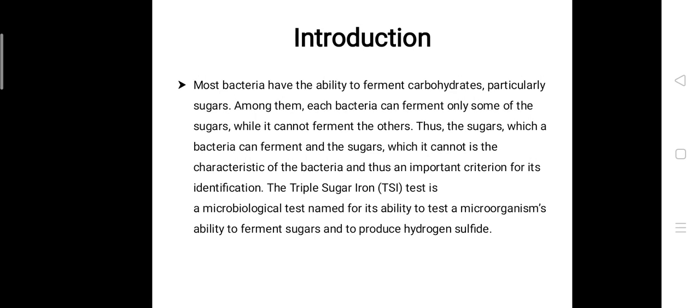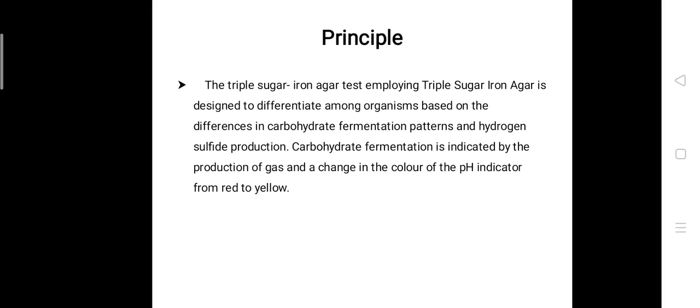So the TSI is basically a microbiological test named for its ability to test a microorganism which has the ability to ferment sugar and produce hydrogen sulfide. Coming to the principle, this TSI is a test that is designed to differentiate among organisms based on the difference in carbohydrate fermentation patterns and hydrogen sulfide production. Carbohydrate fermentation is indicated by the production of gas and change in the color of the pH indicator from red to yellow.